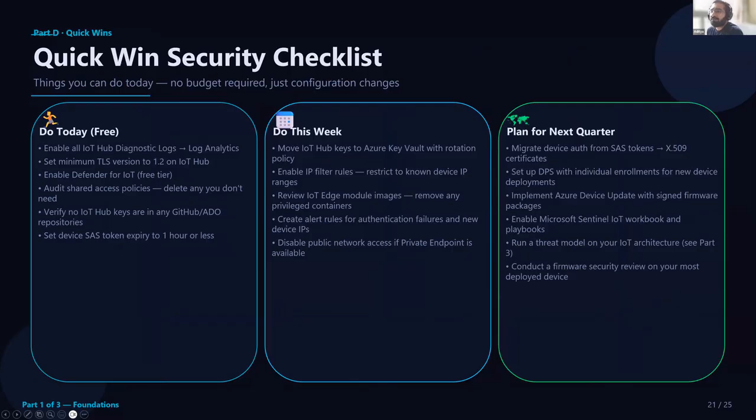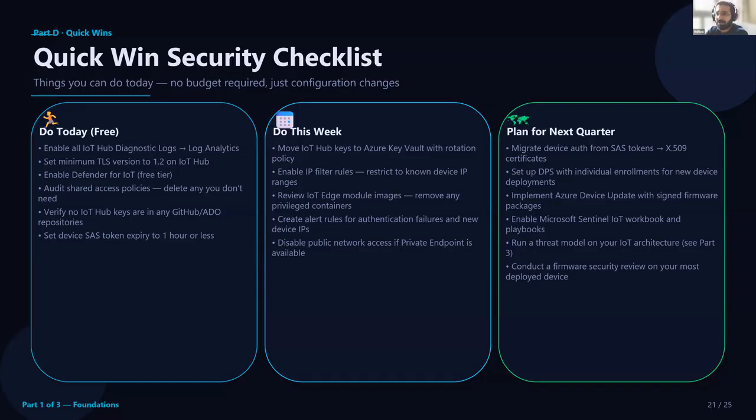So let's directly jump to the quick wins for the security checklist. If you are maintaining such an environment, do these today, which are free. These checks you can do on your own, and they should not be cost consuming. You should enable the hub diagnostics logs and send them to Log Analytics. Check the minimum TLS version on the IoT Hub. Enable Defender. Audit shared access policies, and delete anything you don't need, anything you don't understand.